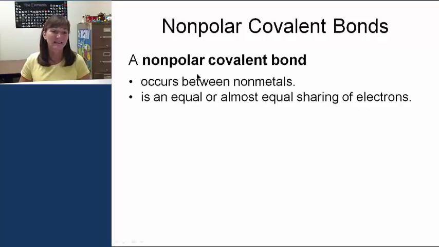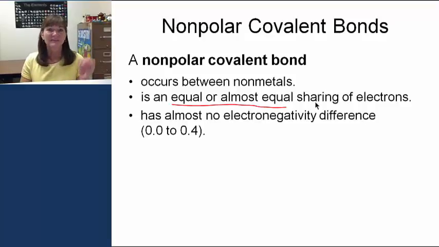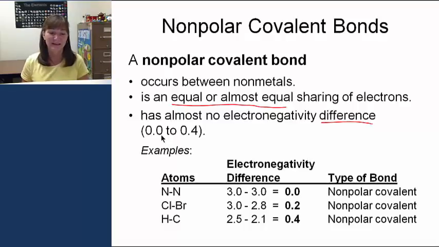A non-polar covalent bond, once again, is going to occur between nonmetals because it's covalent. It is going to be an equal or almost equal sharing of the electrons. So if you take the difference between the two electronegativity values and it's anywhere from 0 up to 0.4, you're going to say that it is non-polar covalent. Here's an example. If it's the same atom, like nitrogen to nitrogen, it's a no-brainer. You don't even need to look up the electronegativity values because they're going to have the same number, so the difference is going to be 0.